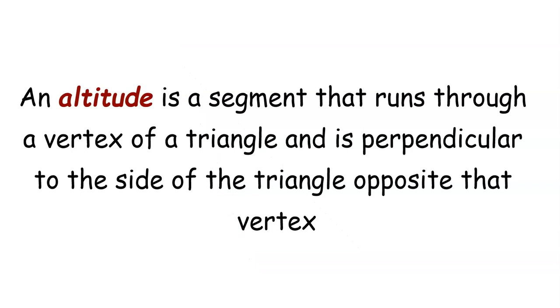The next type of segment that could interact with a triangle is an altitude. An altitude is a segment that runs through a vertex of a triangle and is perpendicular to the side of the triangle opposite that vertex. Go ahead, pause the video, copy this down, and then come back when you're ready to see some examples of altitudes in triangles.